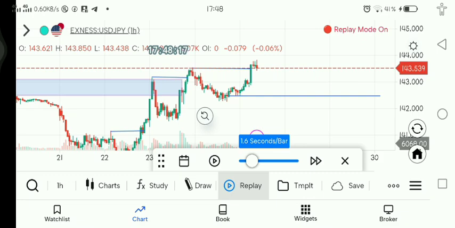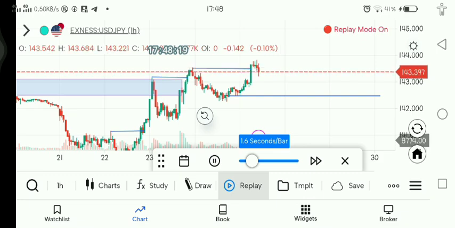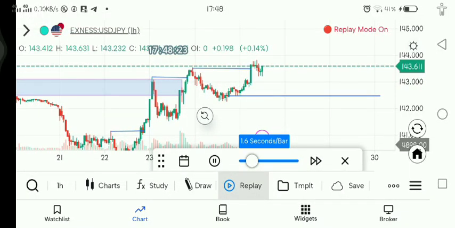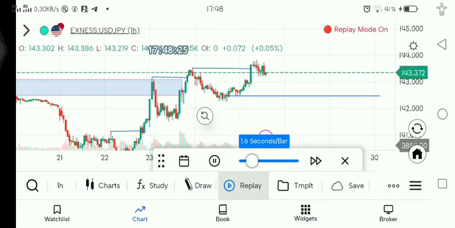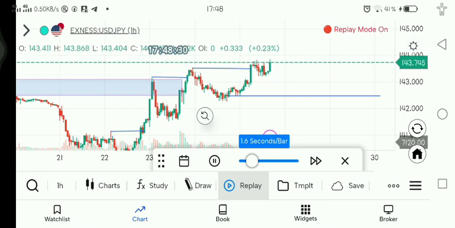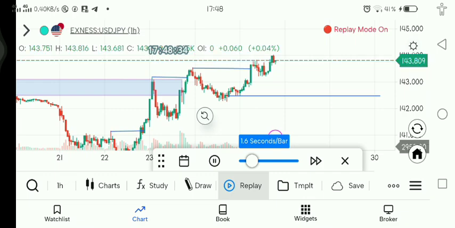So we play the price forward and see what goes on. So let's wait patiently. Price is not yet.